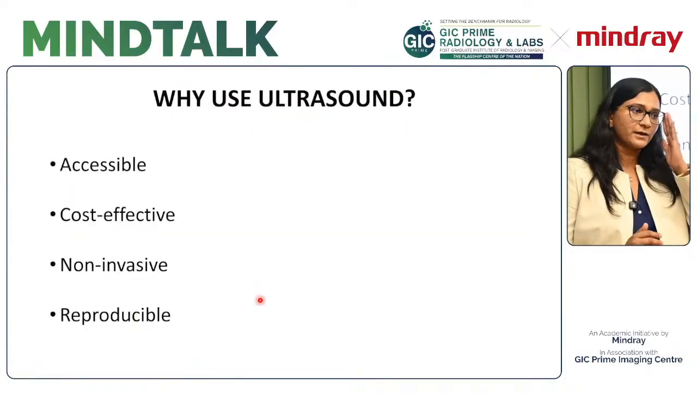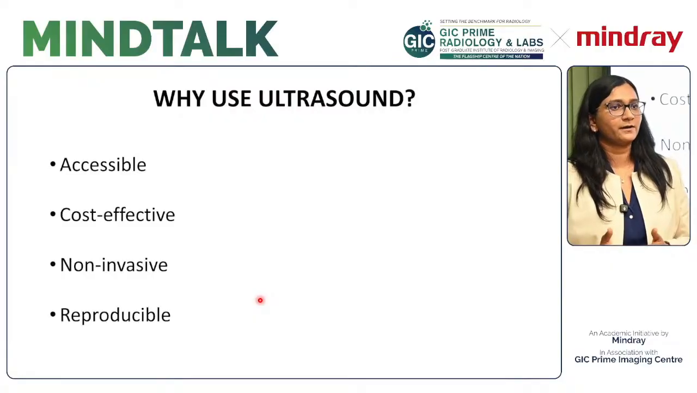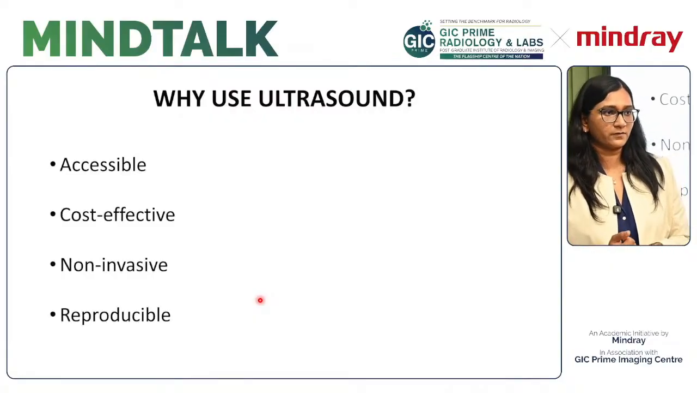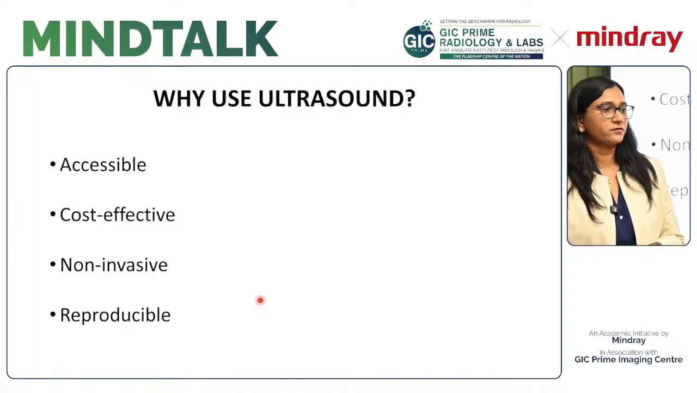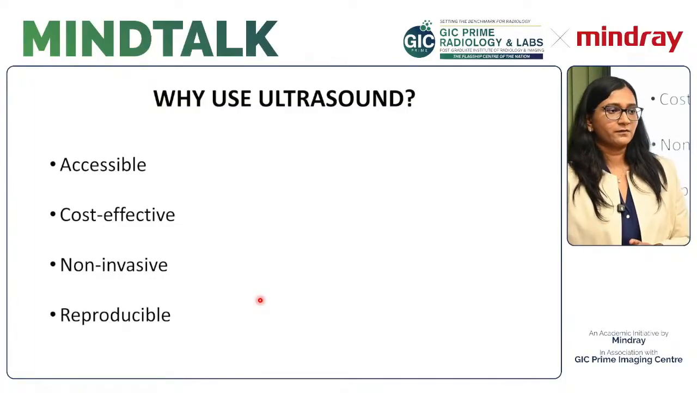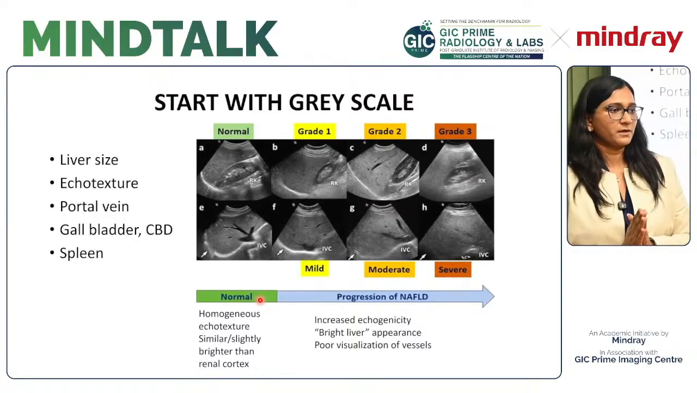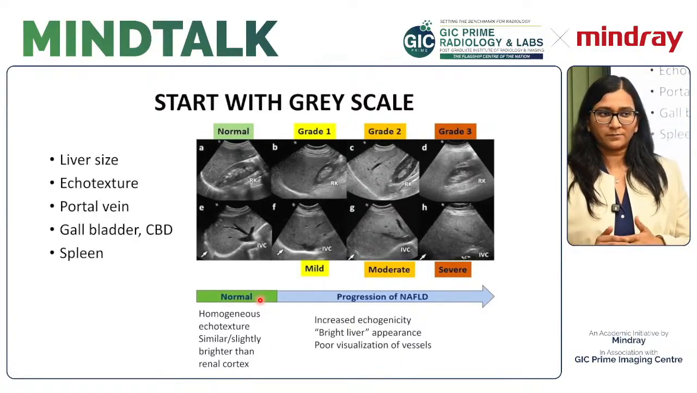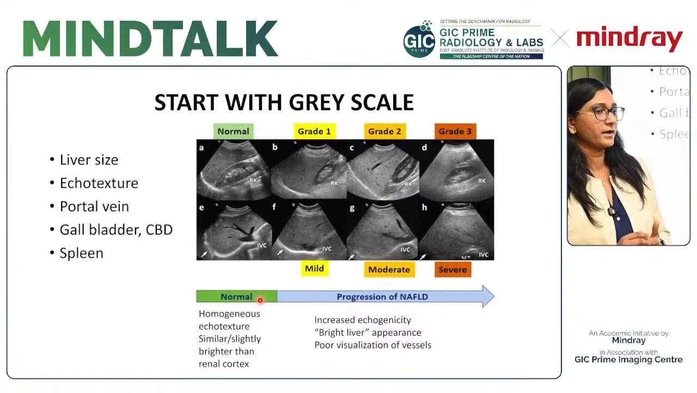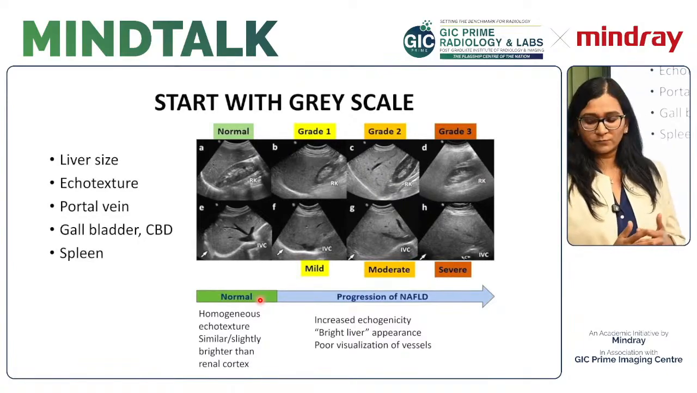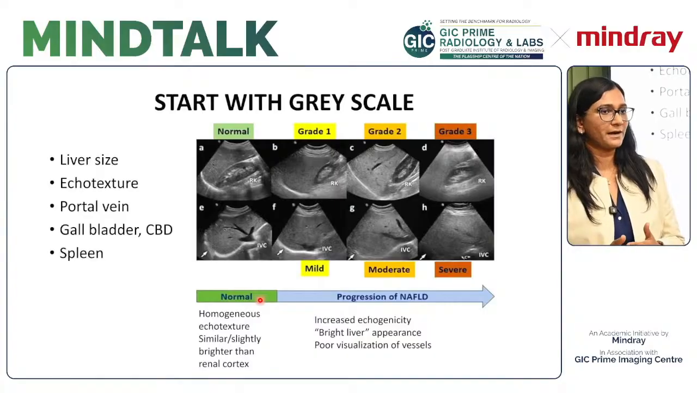There are different modalities available to detect fat and fibrosis. Then why are we using ultrasound? Because it is highly accurate, cost effective, easily available, and it is a non-invasive method. When the patient comes for liver imaging, we usually start with grayscale imaging. We assess liver size, echo texture, portal vein diameter, its flow pattern, gallbladder, common bile duct, and spleen.